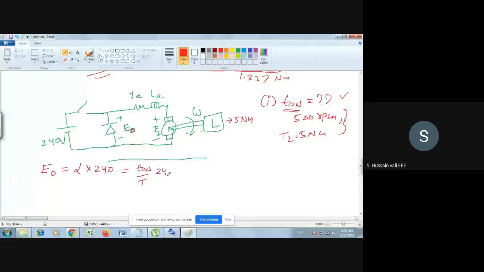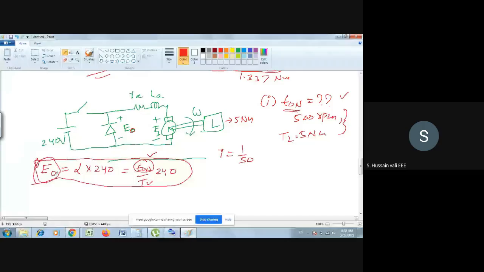So this is the equation. In this equation, you have T on the left, so this T is there in this equation. Then what are the unknowns here? E naught is one unknown, T is another unknown. How can I find out T? T is equal to 1 by 50. That I know already. 50 hertz frequency is there. So T we know. The only thing we don't know is E naught.